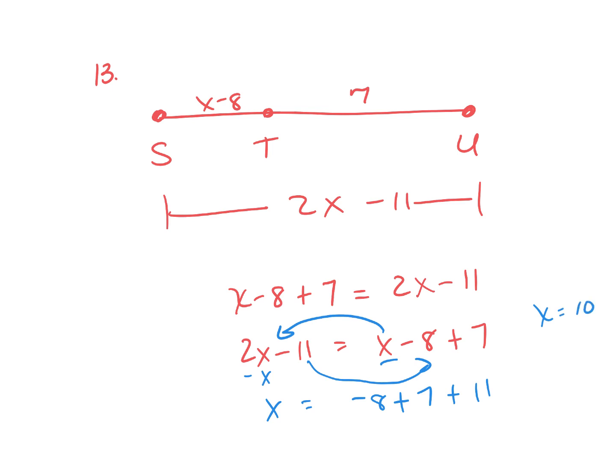So to check it, to make sure that we've gotten the right answer, if I put here 10 minus 8, I get 2, right? If I put here 2 times 10 is 20, minus 11, I get 9, and is 2 plus 7 equal to 9? Then I got a good answer.